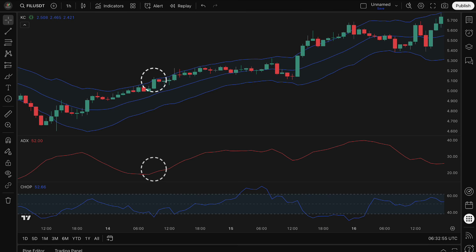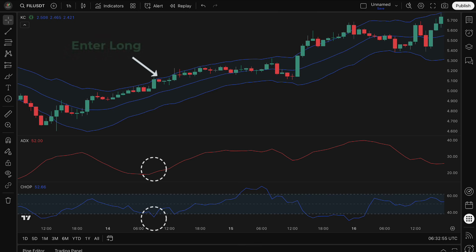ADX is above 20. This confirms that the market is in a strong trend, helping us avoid false breakouts in sideways or weak markets. Choppiness Index is below 40. This shows that the market is trending rather than moving sideways, which increases the reliability of our trade. Once all of these conditions are met, we enter the long trade on the next candle.